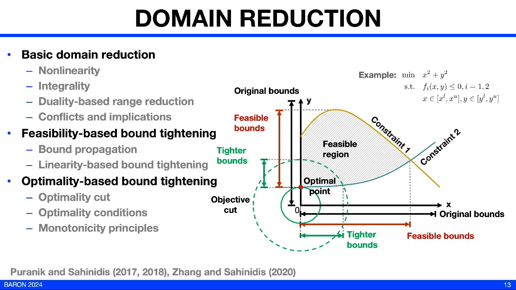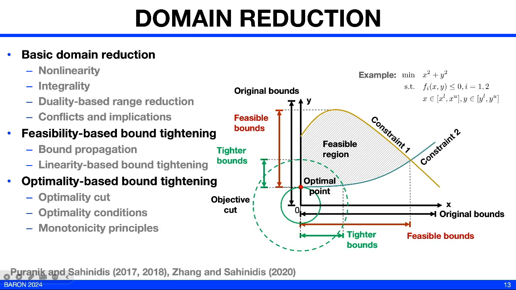And then the next point is domain reduction. Normally, we classify the techniques in domain reduction into two categories. One is called feasibility-based, another is called optimality-based. So for example, in this figure, we have two nonlinear constraints. And using these two nonlinear constraints, we can derive the box bounds on the variables x and y.